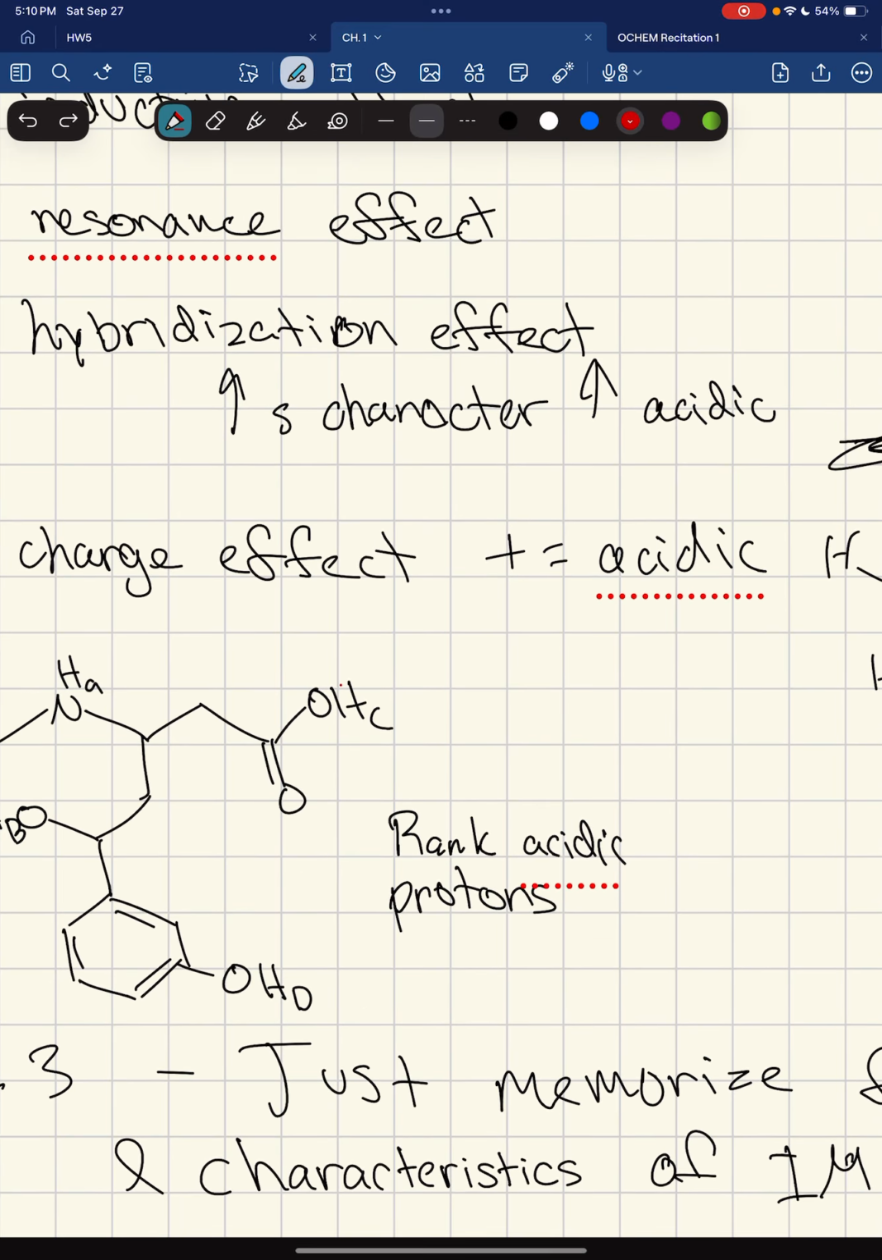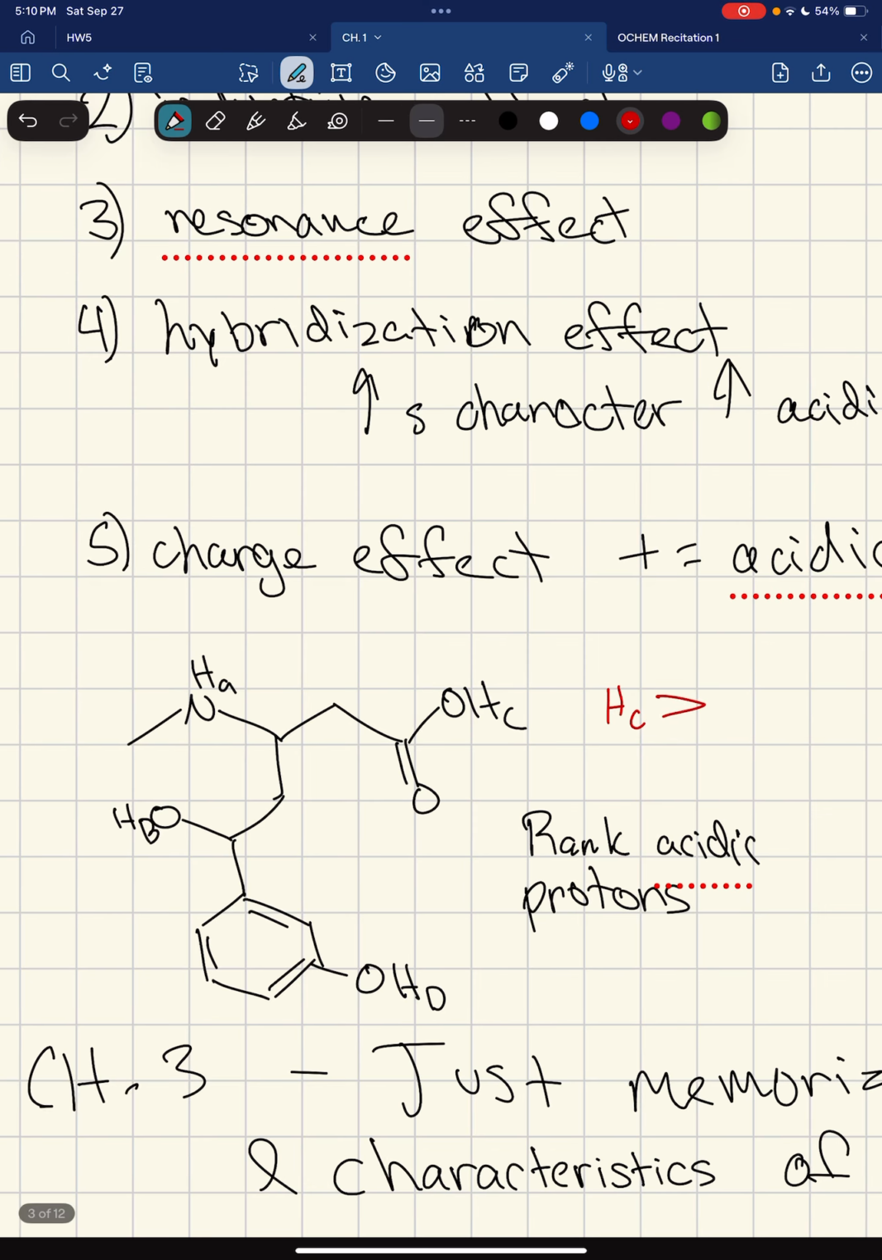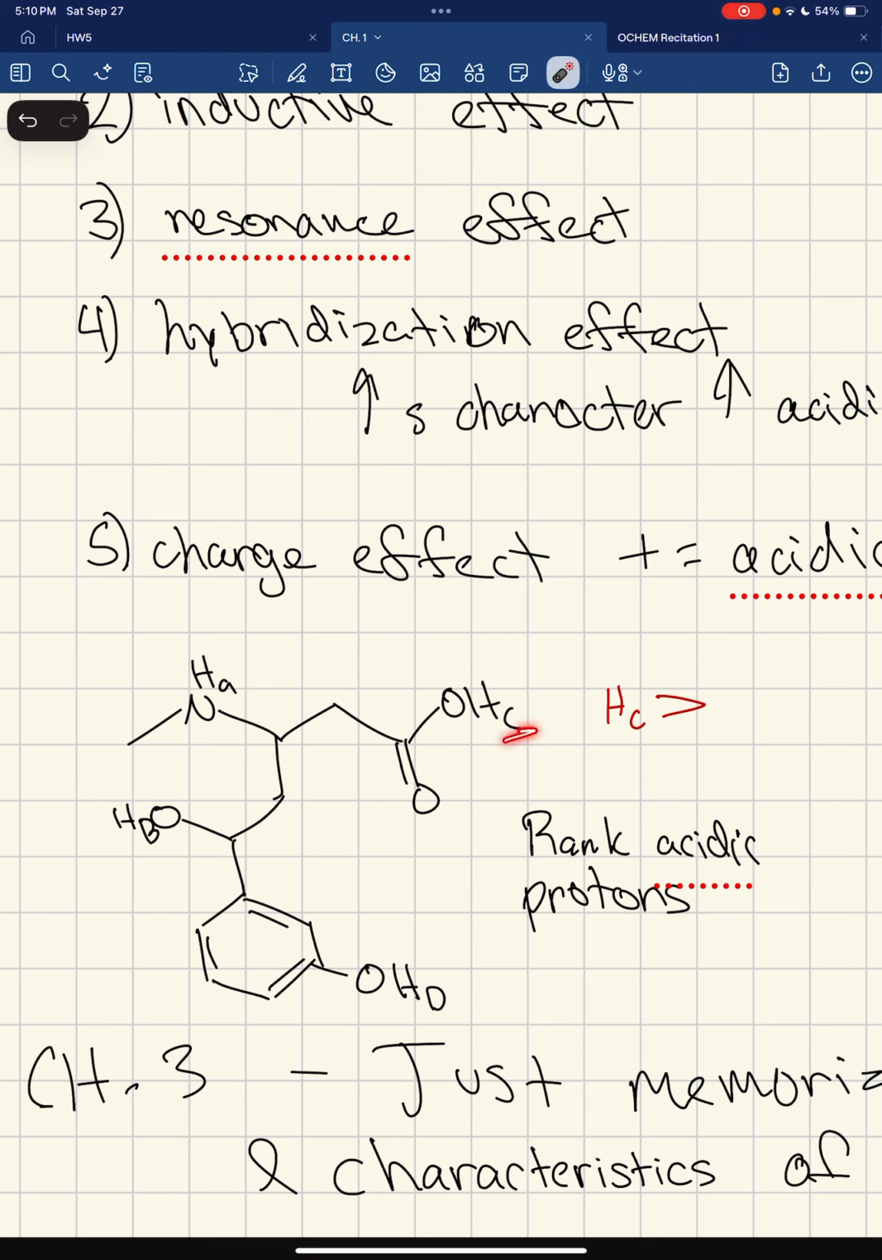So that one is going to be pretty acidic, so I'm just going to put that one at the top for now. And now we can compare C with D.